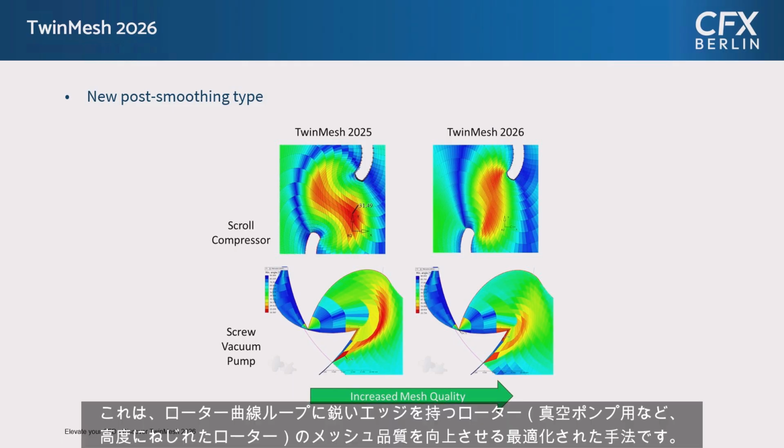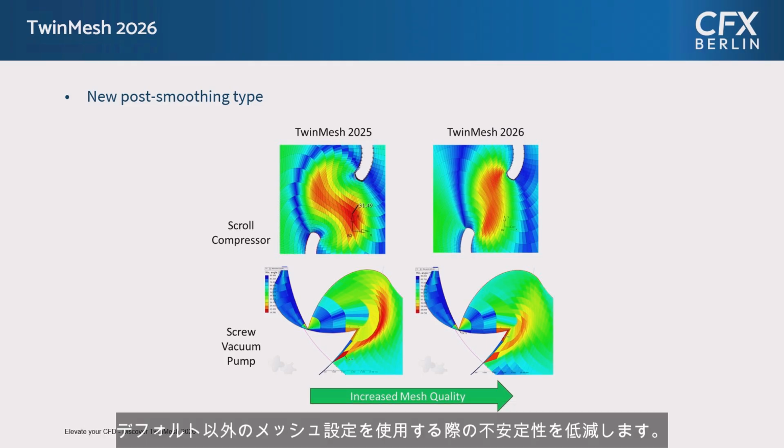This is an optimized method to increase the mesh quality for rotors where the rotor curve loop has sharp edges, for example, for highly twisted rotors in vacuum pumps. It reduces instabilities when using non-default mesh settings.